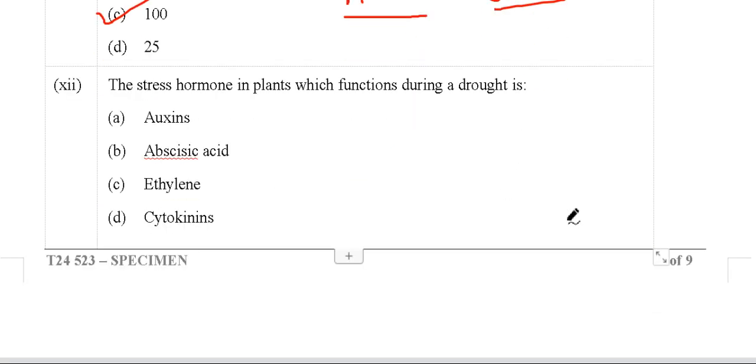The stress hormone in plants which functions during a drought, that means in a stress situation, as we all know, is abscisic acid. The options given are auxins, abscisic acid, ethylene, cytokinins. So the correct answer will be abscisic acid.